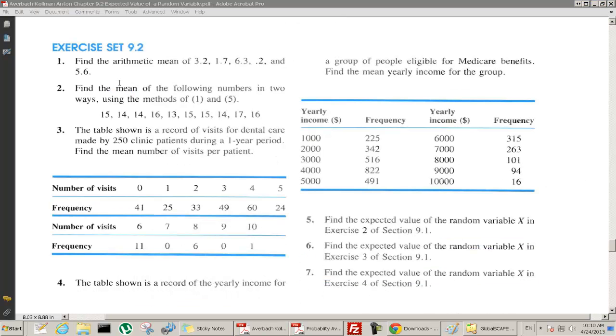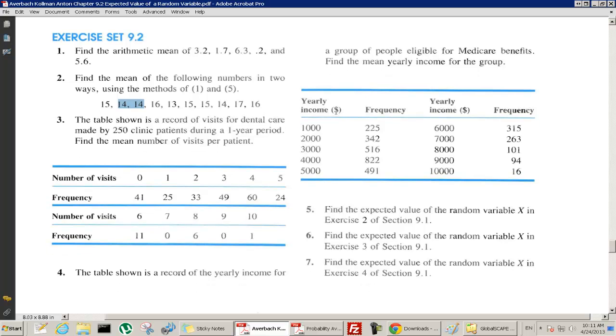Okay, so let's look at some of these problems here. Find the arithmetic mean of these numbers, so that's straightforward, just calculation of the mean. Find the mean of the following numbers in two ways. So the two ways means using the fact that, for example, 14 occurs 3 times and so on, 15 occurs 2 times or 3 times, and so do that calculation versus just doing it the straightforward way. Find the mean number, still about the mean here. A group of people, find the expected value. Okay, so here they also want you to find the mean, but they're giving you frequencies, so you're going to use the frequency approach.